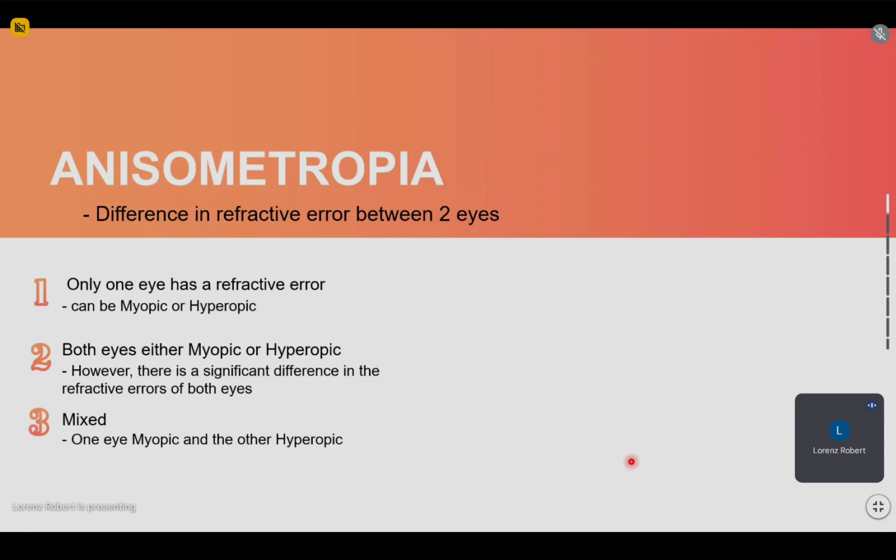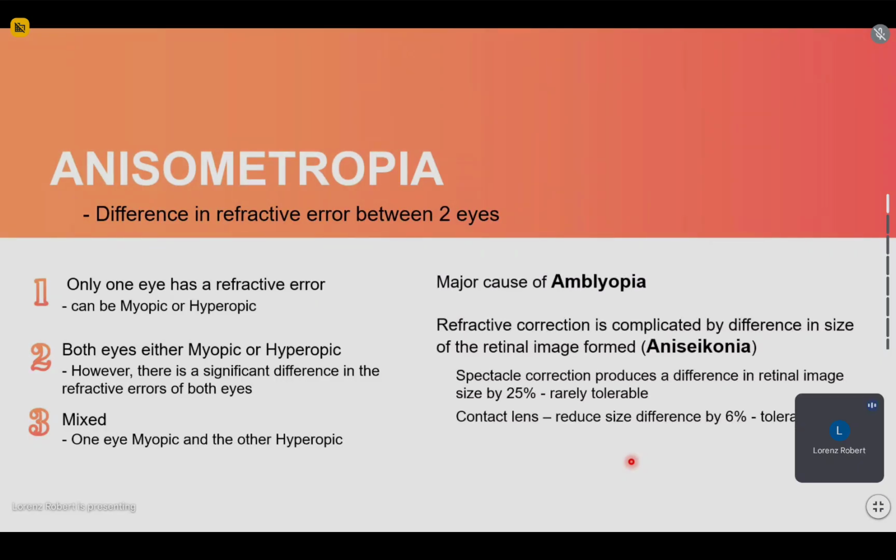Could be one eye has a refractive error, the other one is emmetropic, the other eye is hyperopic or myopic. Or one eye is hyperopic or myopic, but there's a difference in the refractive errors of both eyes. So minus 1 in the right, the left is minus 3. That's a difference, so anisometropic. Or mixed: one eye is myopic, the other eye is hyperopic. This is the major cause of amblyopia in children, because one eye is able to focus, the other is not.